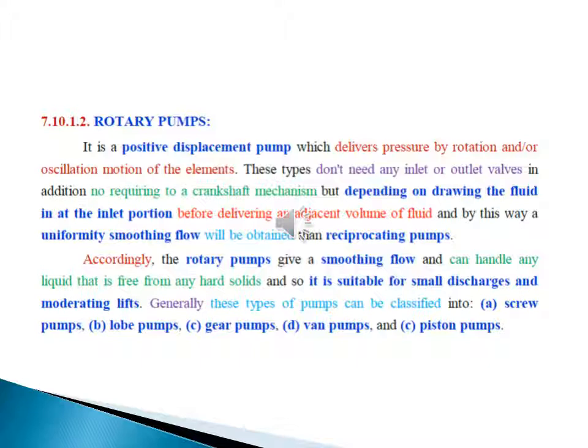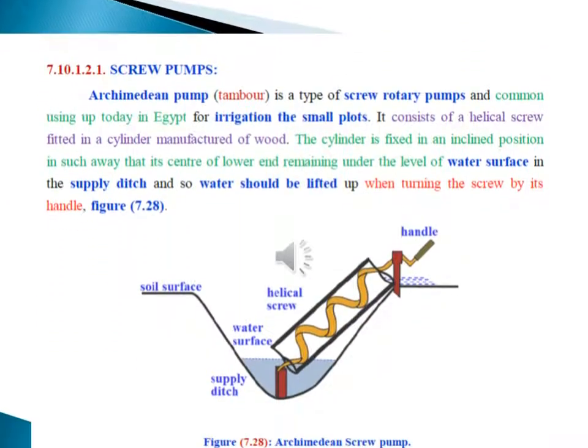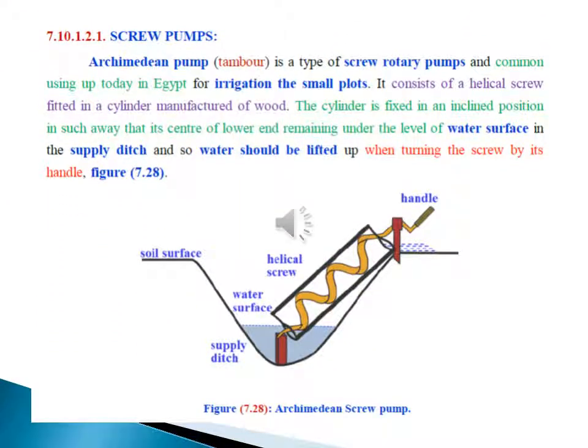The rotary pump gives a smooth flow, as clear before, and can handle any liquid that is free from hard solids, so it is suitable for small discharge and moderate lift, and generally can be classified into screw pump, loop pump, gear pump, vane pump, and piston pump. Archimedes pump is a type of screw rotary pump and is commonly used up to date in Egypt for irrigation of small plots, as shown in the enclosed figure.